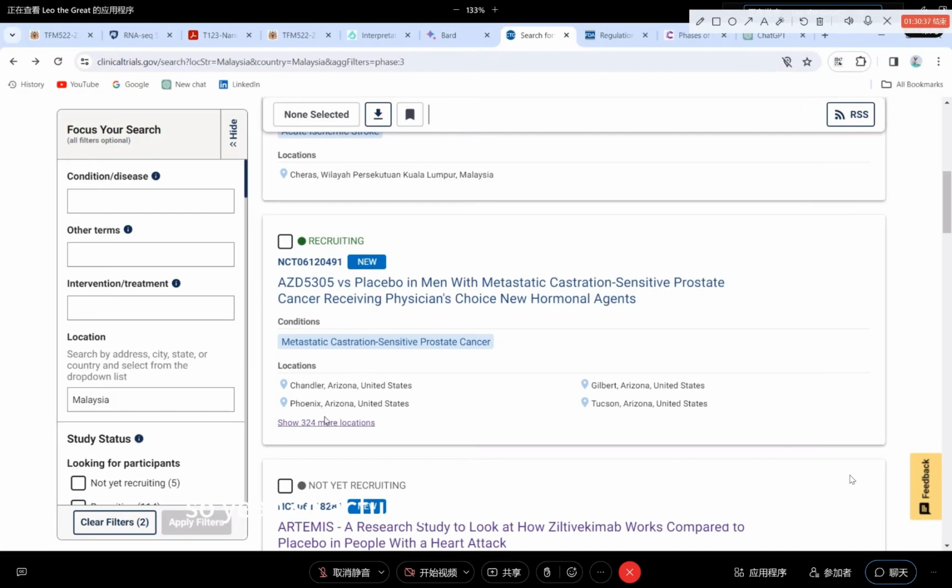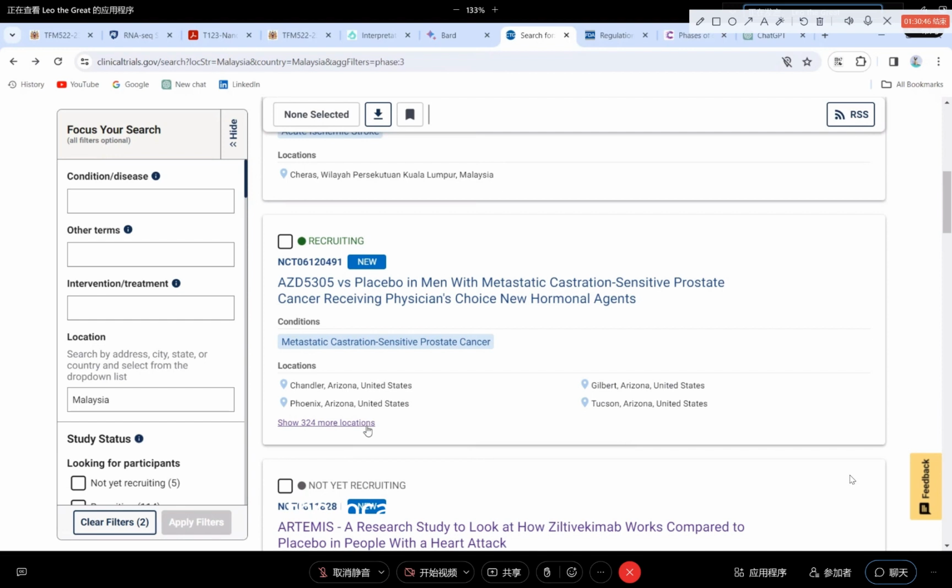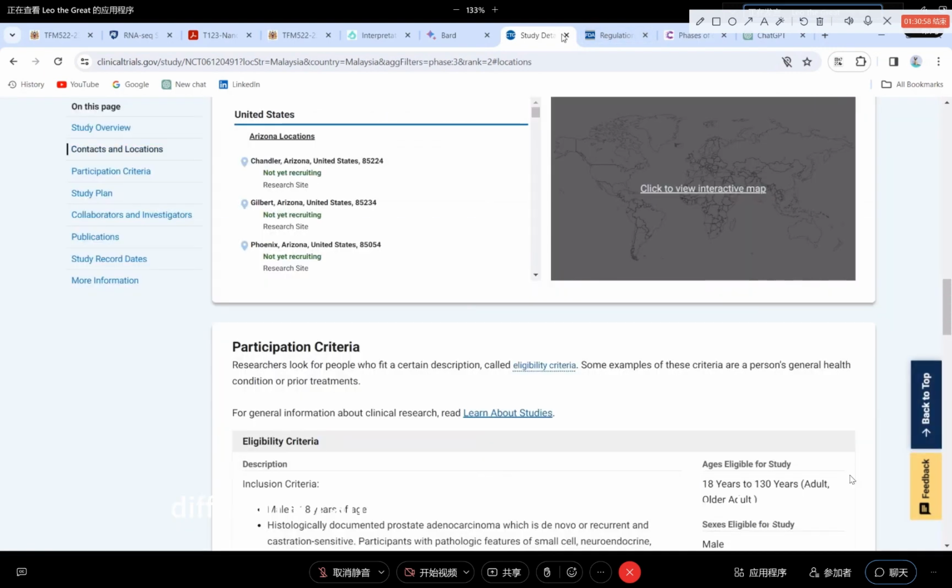So actually, if you see from here, let's say today this AZD5 versus placebo in men with metastatic castration-sensitive prostate cancer. As you can see, the location is 334 more locations, which suggests that clinical trial phase 3 is happening in a lot of different countries, a lot of different locations.